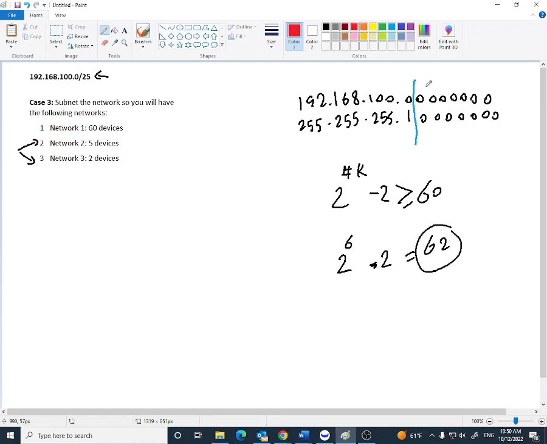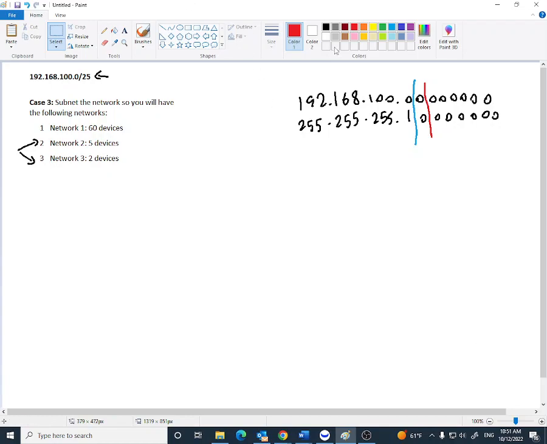Because we're keeping 6 bits, this will be my new line that will separate the network portion from the host portion. Based on what I said, we can only borrow 1 bit. Remember, the first thing you have to understand is that this is going to be converted to 1. So the new prefix is simply going to be 26 instead of 25. And because I have 1 bit here, that bit could be 0 or 1. I'm going to use 0 for now.